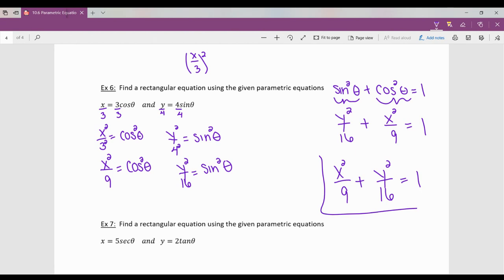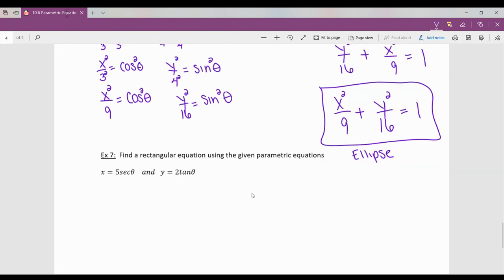That's not a circle, but that equation is familiar. It is an ellipse because my numbers underneath the x and the y are not equivalent. So it's an ellipse with the center of 0, 0. From the vertical, it goes up and down 4. From the horizontal, it goes left and right 3. Okay? So that is something that we've seen.